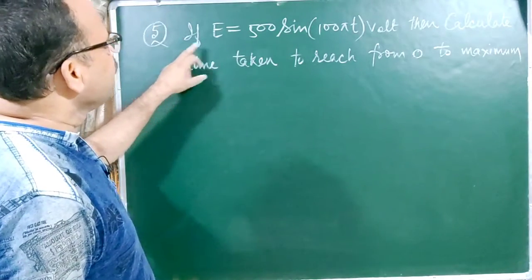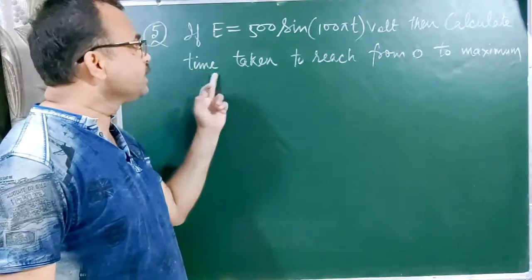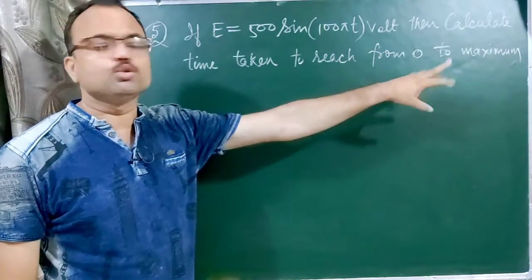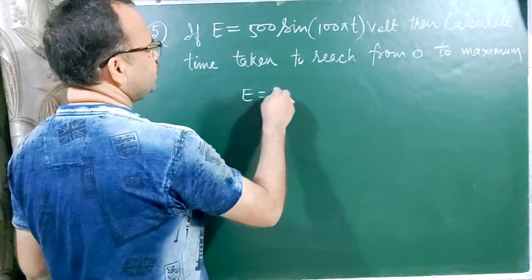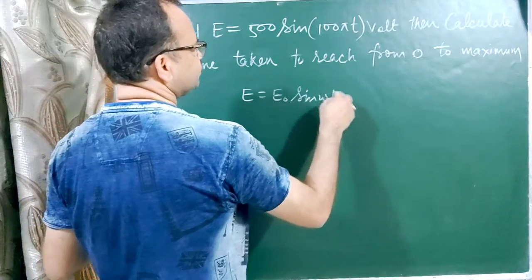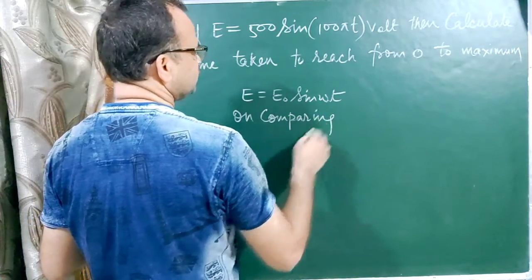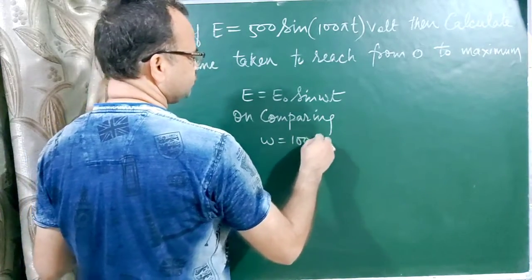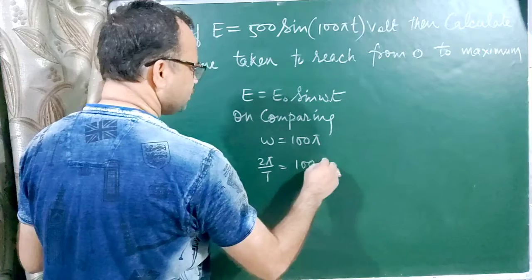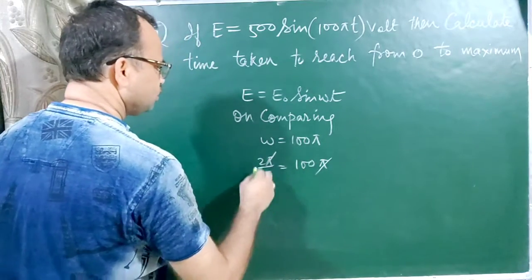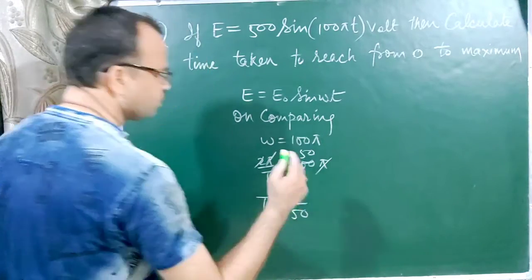Another important problem. If E equal to 500 sin 100 pi t volt, then calculate the time taken to reach from 0 to maximum value. Okay, so as we know that E equal to E naught sin omega t. So on comparing, omega equal to 100 pi. As we know that omega equal to 2 pi upon T equal to 100 pi. Then pi and pi cancel. So 2 upon T equal to 100, or we get T equal to 1 upon 50.